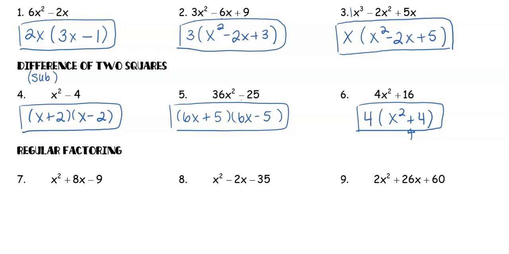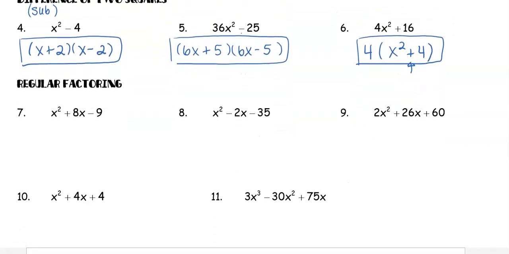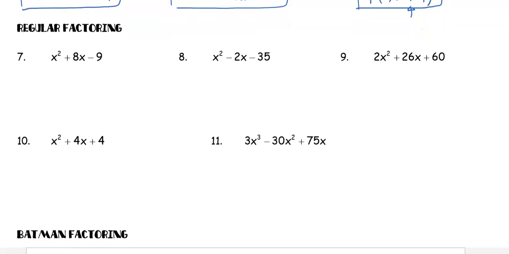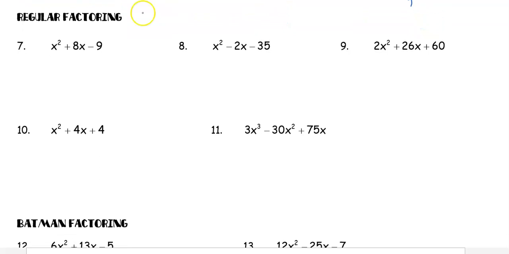So that's going to bring us next to our regular factoring. And regular factoring is when you have those 3 terms and your A value is 1. When you are doing regular factoring with a trinomial, 3 terms, you are looking for 2 numbers that multiply to the outside and add to the middle. We are always going to start with the multiplier.